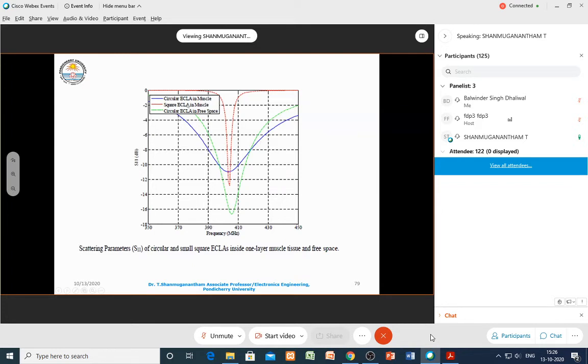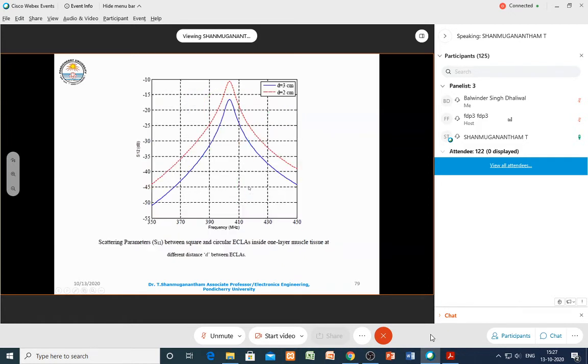Even if we compare, the electrically small loop antenna in muscle is getting somewhat wider bandwidth. This blue color is showing wider bandwidth, but loss is somewhat more. But this circular loop antenna in free space has less loss and somewhat narrow bandwidth compared to the previous case. And so this is the transmission coefficient of these two cases. The diameter was increased to 2 and 3 centimeter, particularly for this 405 megahertz.